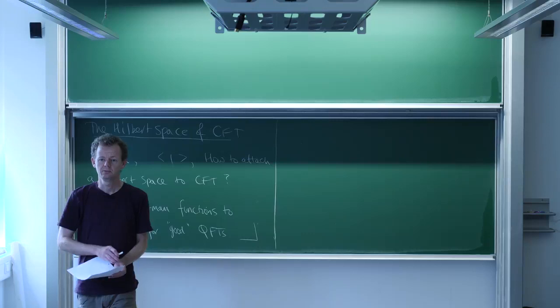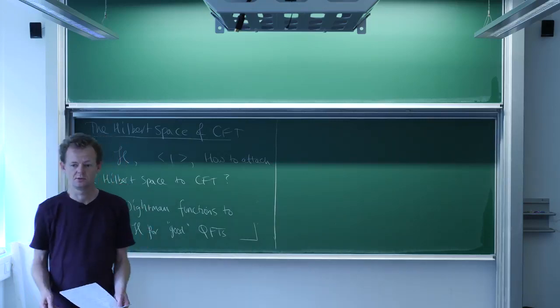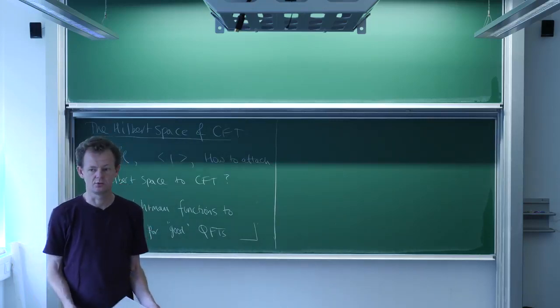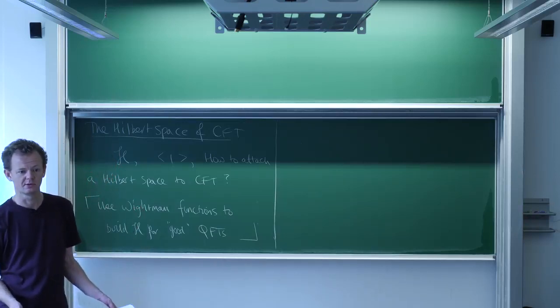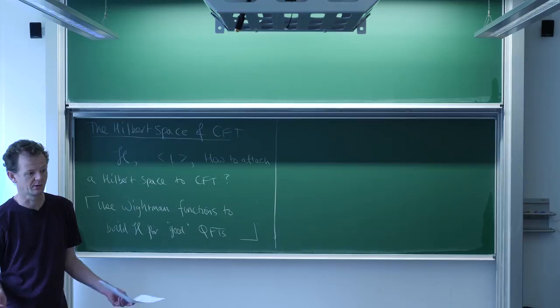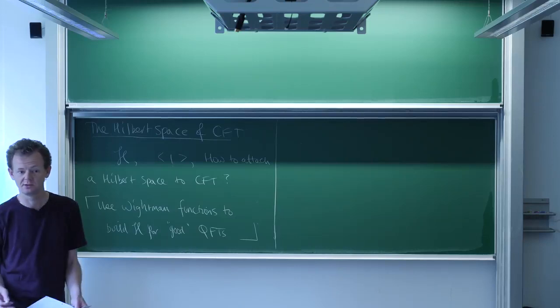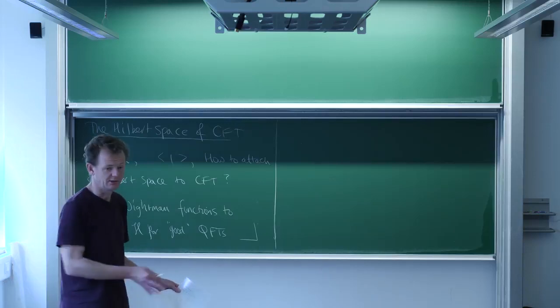And what that amounts to, when I say those words, is that you take the data that a good quantum field theory gives you, namely the n-point correlation functions, and then you use the n-point correlation functions to build a vector space and inner product on that vector space. And you work quite hard, and then you find out that it's a Hilbert space. That's essentially what we're going to do today.